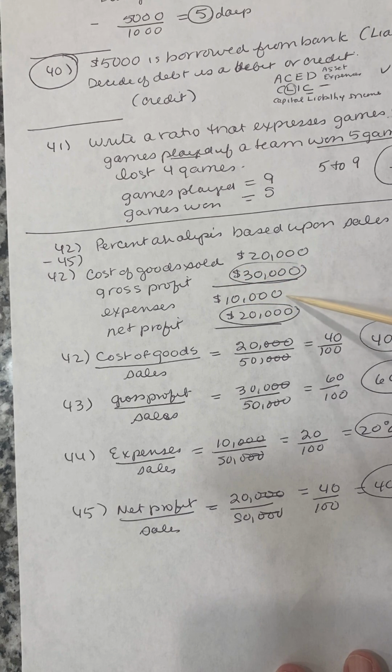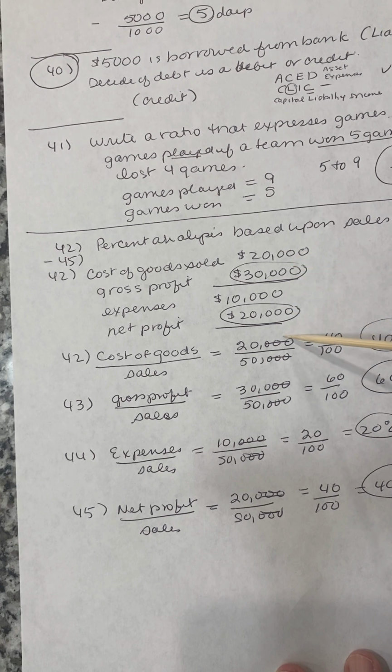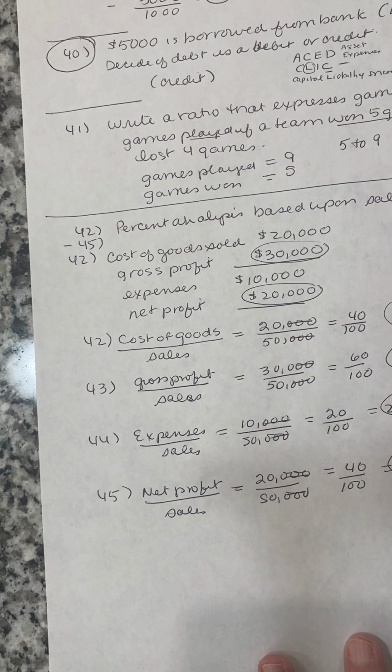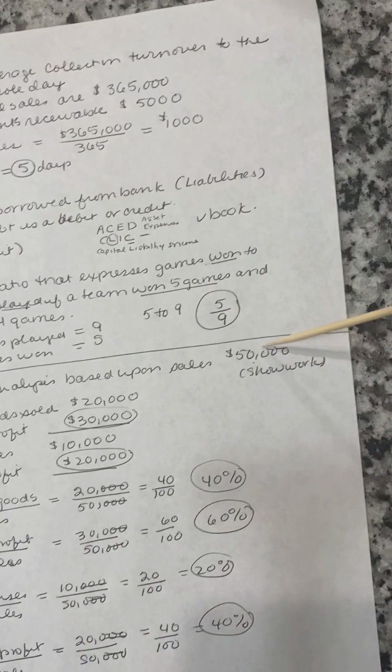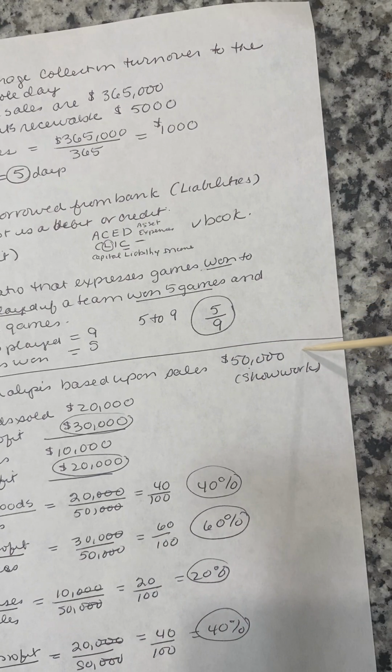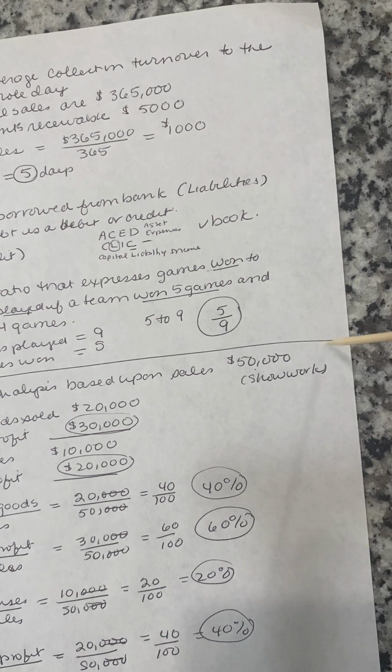And now your expenses are $10,000. We take the expenses off of the gross profit, and you have your net profit being $20,000, right? So now we have these two things filled in, 30,000 and 20,000. Now you want to find the percent of each one of these. It's always going to be based upon $50,000. That's our sales. It's always going to be based on that.